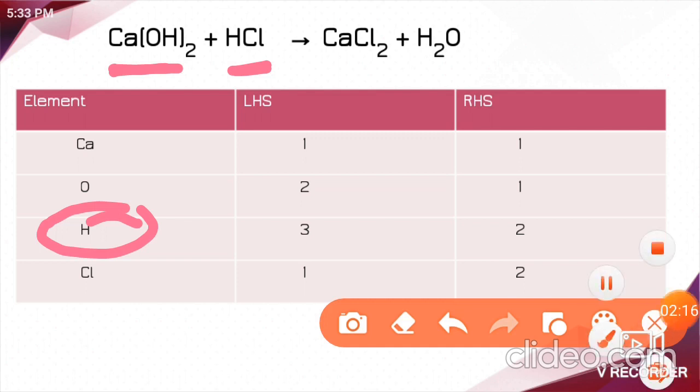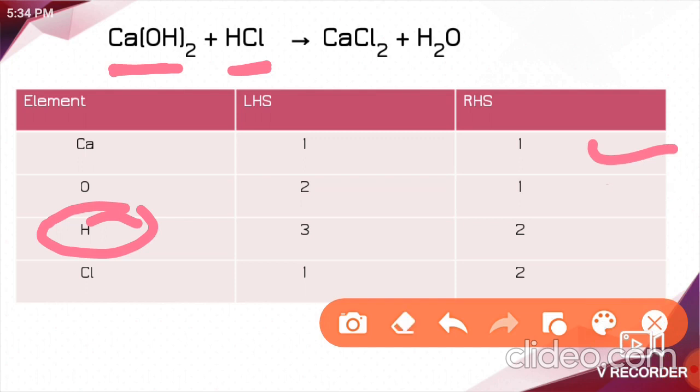So I won't touch it. I am going to see it at last itself. Okay, because it is present in more than one formula. Okay, it is quite difficult to balance it. Got it? So first I will check calcium here. Here calcium is already balanced. No need to balance it again. Then go for oxygen. Okay.